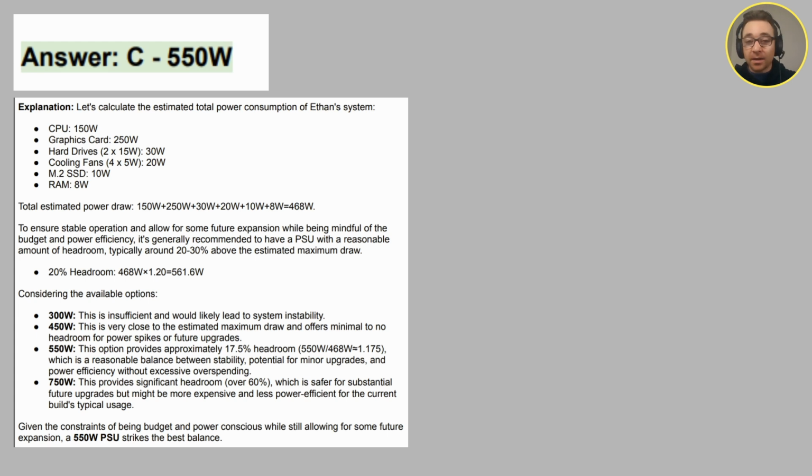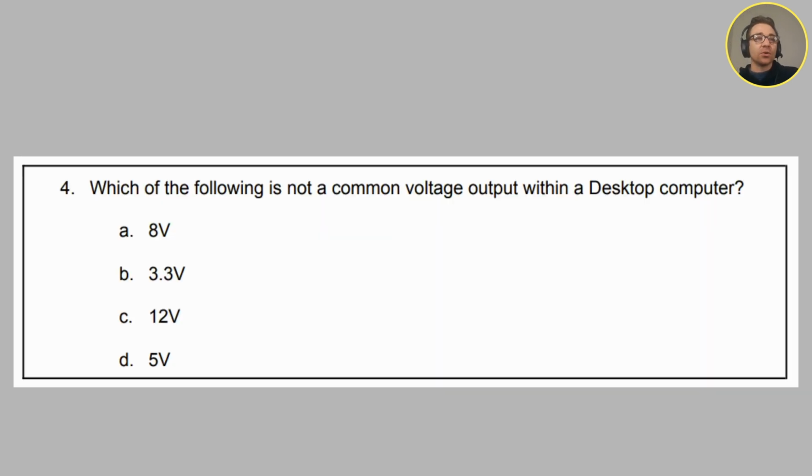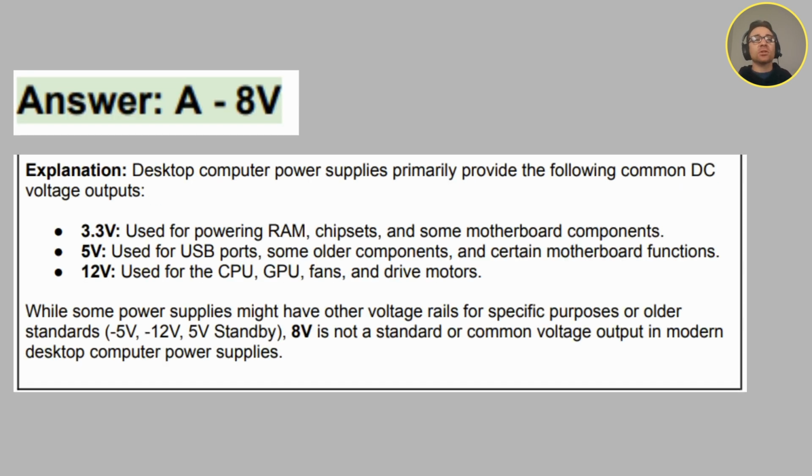Question 4. I got a sick day today, so sometimes my brain's not working on me. Question 4. Which of the following is not a common voltage output within a desktop computer? A, 8 volts. B, 3.3 volts. C, 12 volts. Or D, 5 volts. Your answer coming in 3. Pause the video. 2. Here we go. 1. We're doing it. Boom. The answer is A, 8 volts.